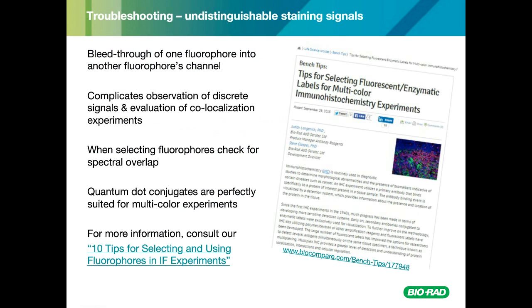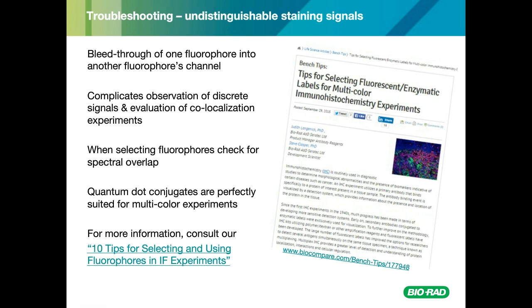What happens if I can't distinguish my staining signals? Bleed-through of one fluorophore into another fluorophore channel might be occurring, and this complicates the observation of discrete signals and the evaluation of especially colocalization experiments. To avoid bleed-through, select fluorophores that have no or minimal spectral overlap. This can be done with the help of so-called spectrum viewers that are available on the websites of many dye and microscope manufacturers. These tools indeed allow you to mock up the excitation and emission spectra and thereby enable you to select the best fluorophore combinations.